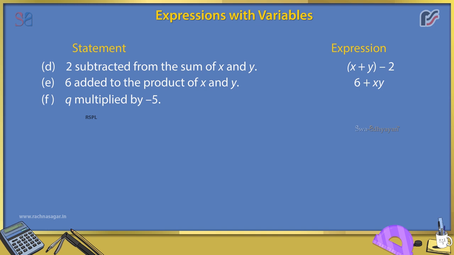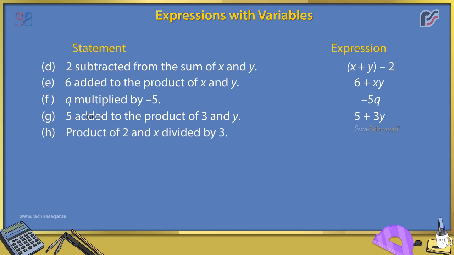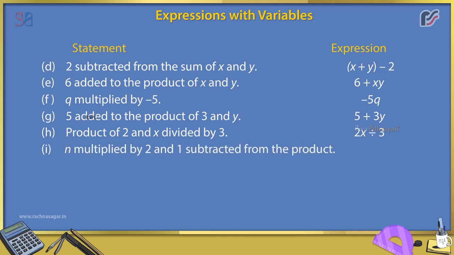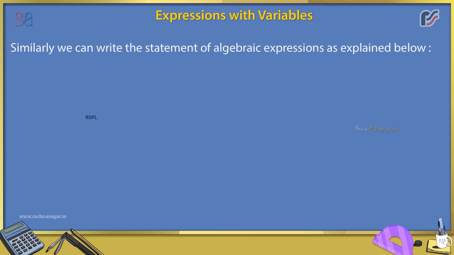F. q multiplied by minus 5, minus 5q. G. 5 added to the product of 3 and y, 5 plus 3y. H. Product of 2 and x divided by 3, 2x divided by 3. I. n multiplied by 2 and 1 subtracted from the product, 2n minus 1. Similarly, we can write the statement of algebraic expressions as explained below.